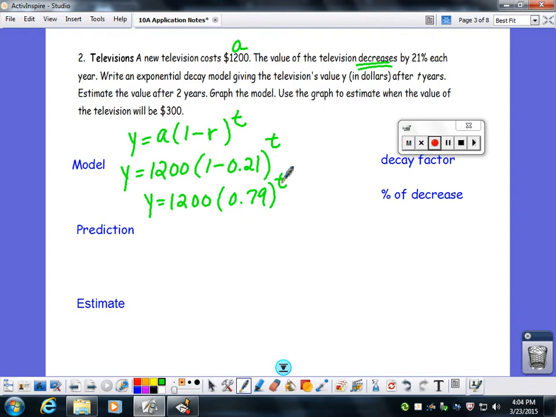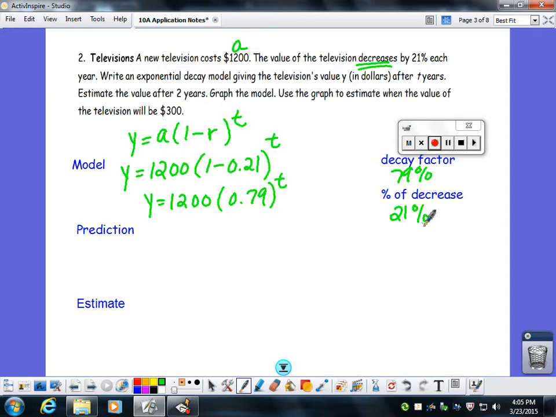All right, that's 79%. That's our decay factor. And the percent of decrease is that 21%. These questions are going to come in later, so that's why I'm going over that vocab now. All right, let's make a prediction. Estimate the value after 2 years.